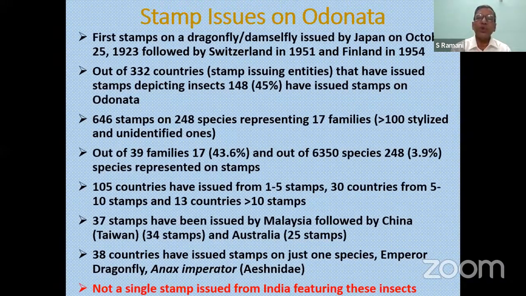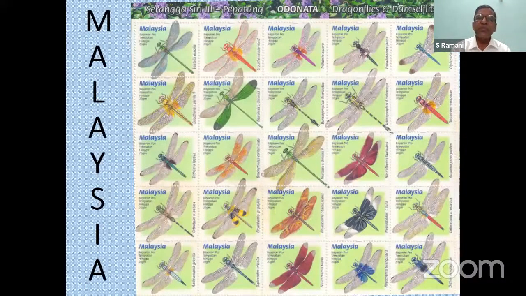For example, Malaysia, which I told you has produced the maximum number of stamps, that is 37 stamps. You can see here 25 stamps which have been produced. Both males and females of different species are also there. They have indicated which is the male and which is the female on the stamp.